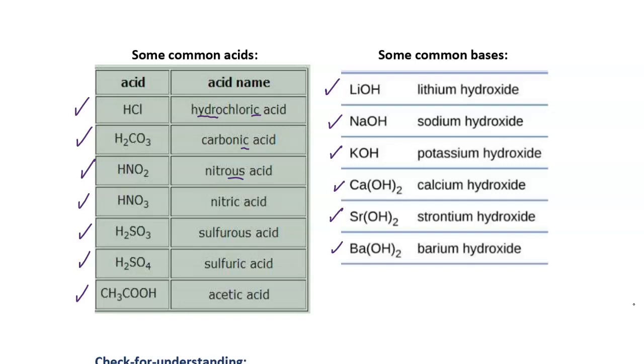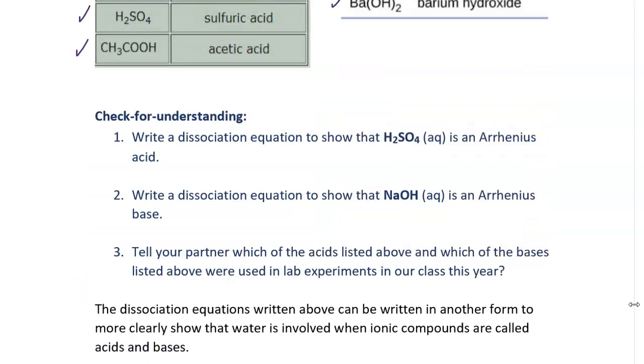On the left side, all of these acids that you see are acids according to the Arrhenius definition. They all contain hydrogen. If they are dissolved in water, they will dissociate and hydrogen ions will be released into the water. Next, check for understanding. Write a dissociation equation to show that H2SO4 aqueous is an Arrhenius acid. I'll pause the video for you to try this, and then also try number 2 and number 3.